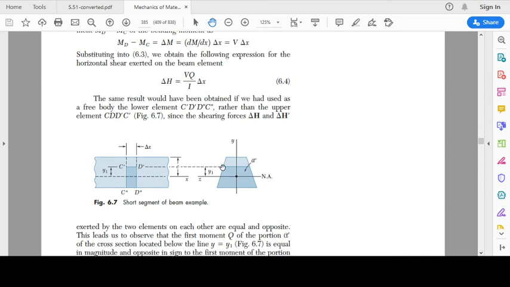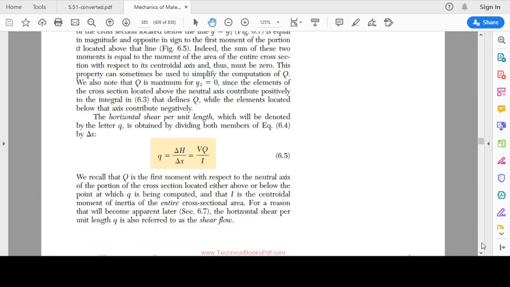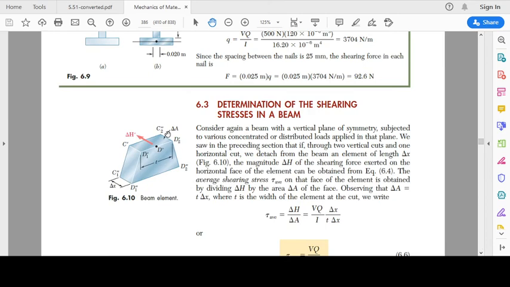So on the cross section, we have this line. On the length of the beam, we have this line. So the cross section is going to be like this on this beam. So that is shown here. This is the area over which horizontal shear is going to be acting.